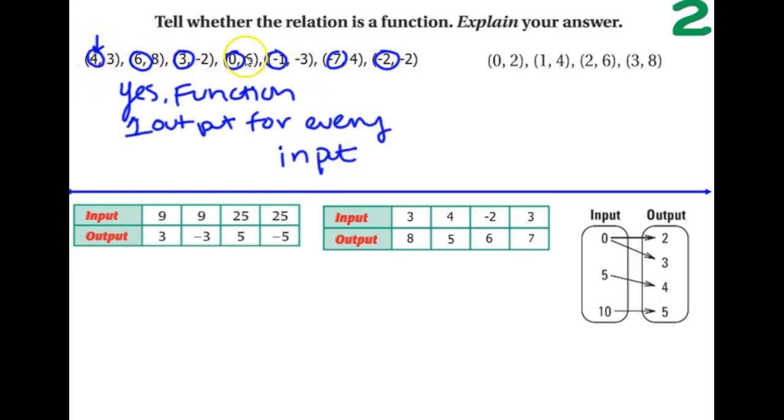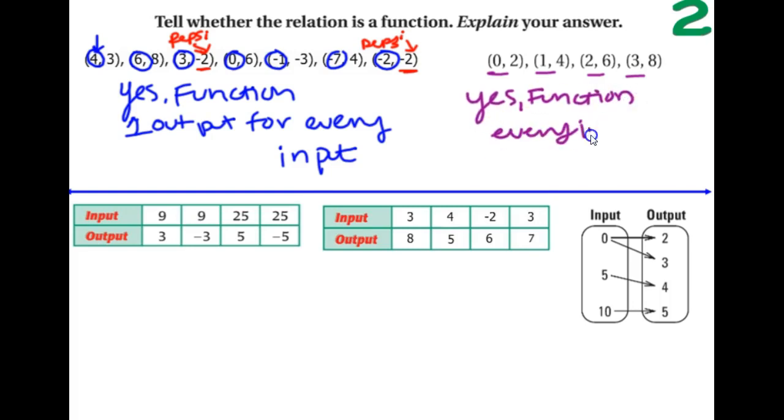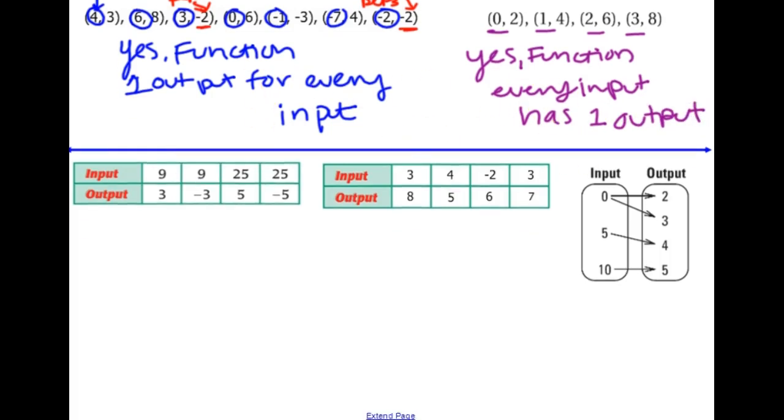You could say for every button you push on the pop machine, you get something out. That's okay. And some of you might be thinking, well, we get out a -2 here and a -2 here. This button says Pepsi, the third button, and the second button might also say Pepsi. You both should get out a Pepsi. That's okay. They're just different buttons. Second one, we have a 0, a 1, a 2, and a 3. They are all different inputs, so same as before. Yes, it's a function. Every input has one output. Different way of saying the same thing.